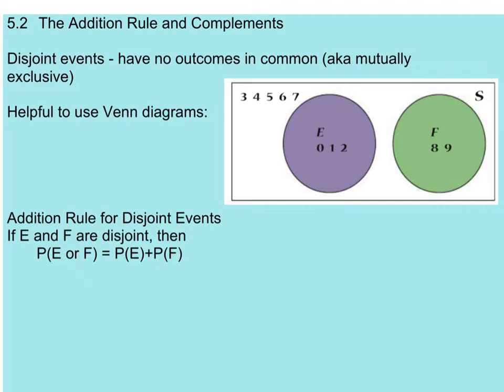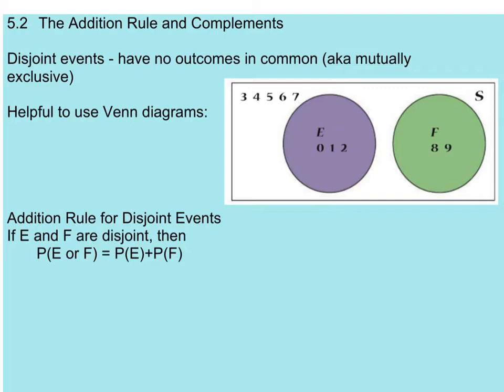In probability, when two events are disjoint, they have no outcomes in common. Another term is mutually exclusive. So think, if I roll a die and I spin a spinner, those two events are disjoint. What happens on the die does not affect what happens on the spinner. It's often helpful to use Venn diagrams to represent this. Disjoint events or mutually exclusive events are two circles that have no overlapping section.